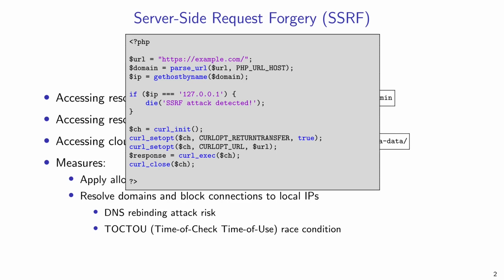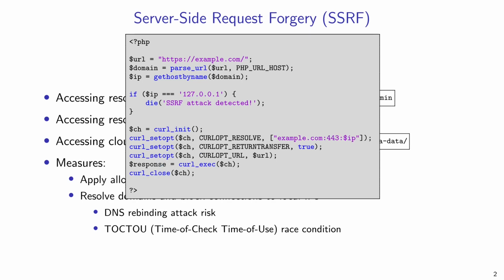To prevent this, we want to make sure that curl connects to the exact same IP address that was verified during the initial check. And we can achieve this by using the curl resolve option, which lets us override DNS resolution by manually specifying the IP address to use for a given domain name and port. So this avoids performing a repeated DNS lookup.